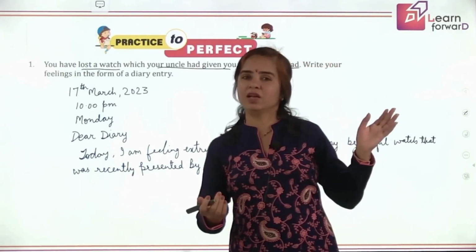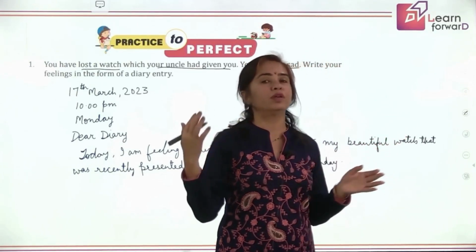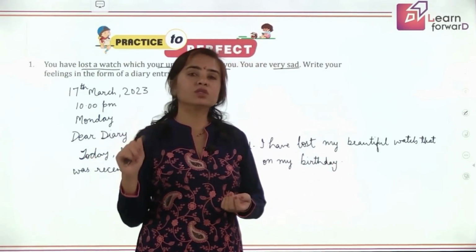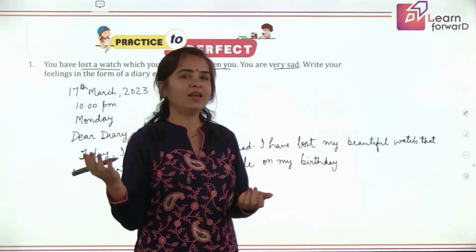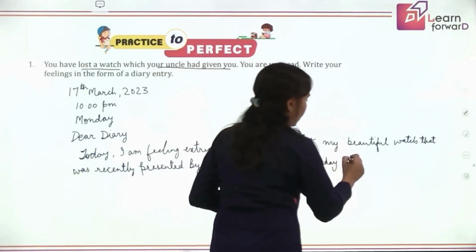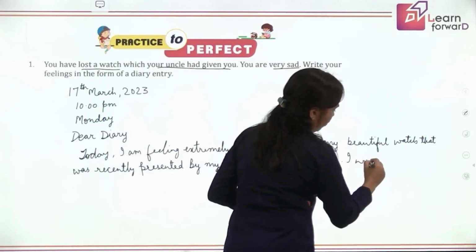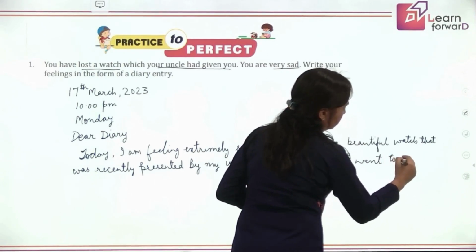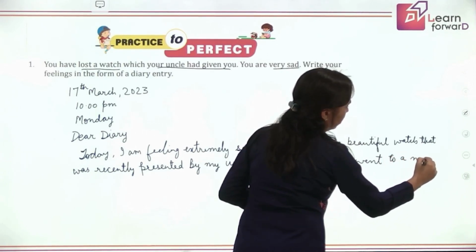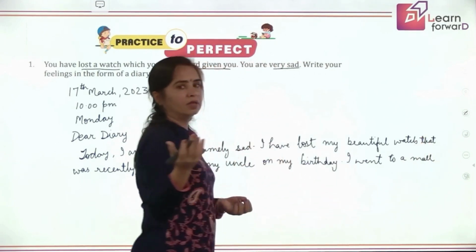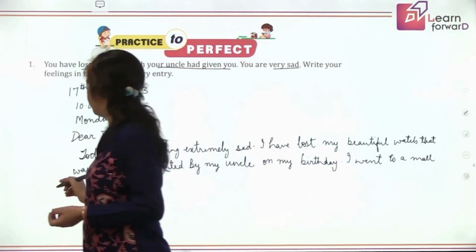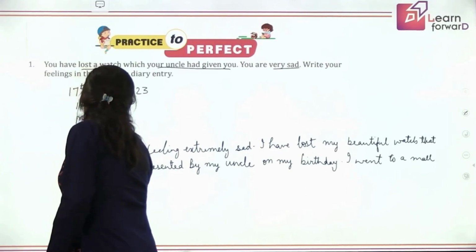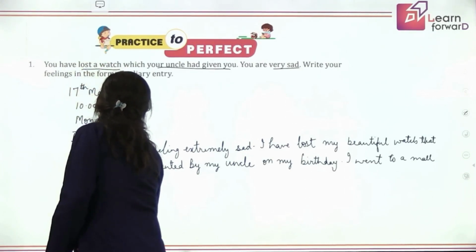So here we can also mention you went to the mall or you went to the market, and when you finally came back home, you found that your wristwatch was missing from your wrist, right? So I went to a mall. With whom? With your friends you can write, with your parents you can write. With my parents.